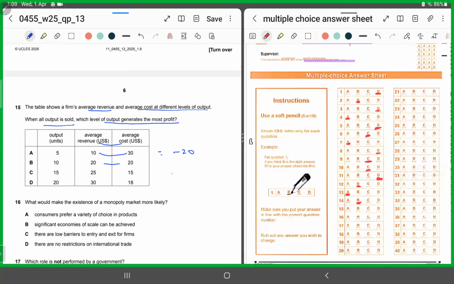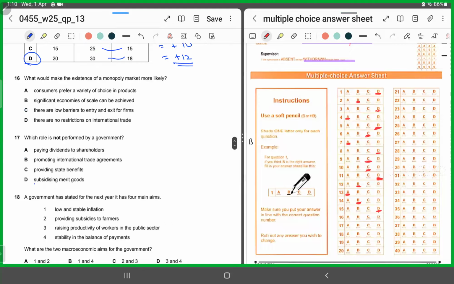20 subtracted from 20 is neither a loss nor a profit. 25 subtracted from 15 is giving you a plus 10. And 30 subtracted by 18 is giving you a plus 12. So option D is yielding you the highest profit of plus 12. So we'll shade in D for MCQ number 15. So we are halfway down the paper.